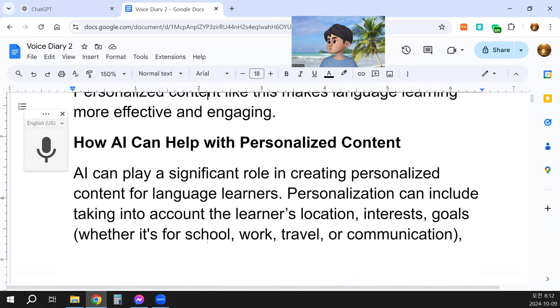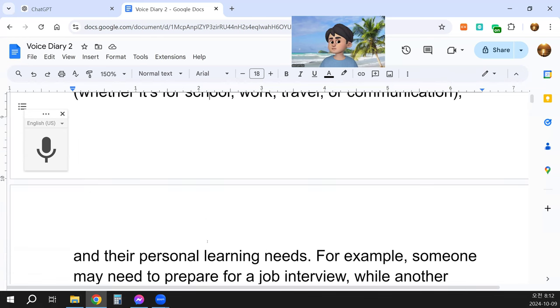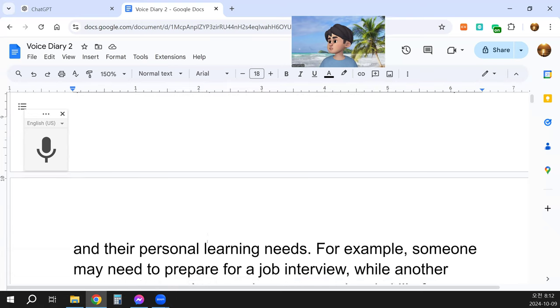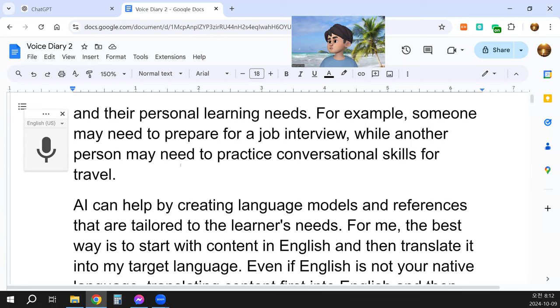How can AI help with this personalized content? AI can play a significant role in creating personalized content for language learners. Personalization can include taking into account the learner's location, age, goals, whether it's for school, work, travel, or communication, and their personal learning needs. For example, someone may need to prepare for a job interview, while another person may need to practice conversation skills for travel. AI can help by creating language models and references that are tailored to the learner's needs.